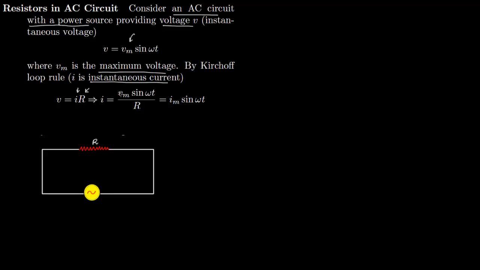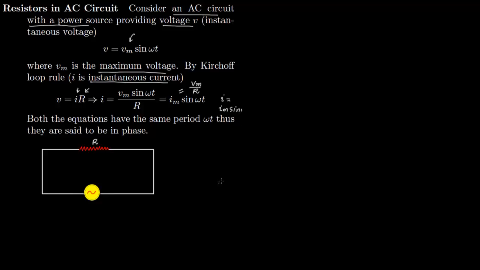Now in place of Vm by R we put I of M. So this I of M is nothing but the maximum current, which is maximum voltage divided by the resistance. So you get the equation for the current as I is equal to I of M sine omega t. Now both these equations have the same argument omega t. So you have I of M sine omega t here and you have V of M sine omega t. So these equations have the same period. This is sine of omega t, this is also sine of omega t. And therefore they are said to be in phase.